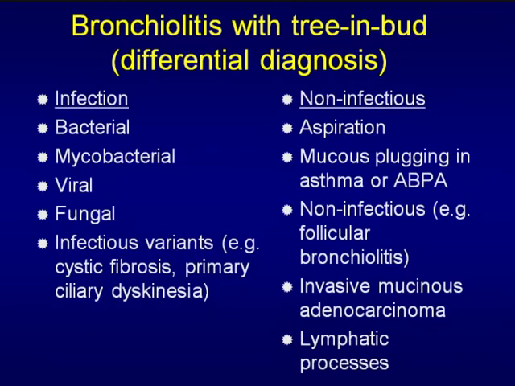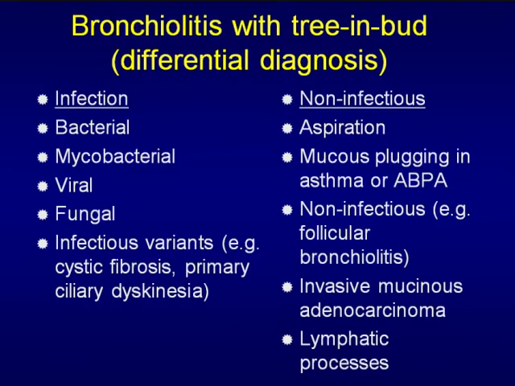We have actually never seen a good case of tree and bud in invasive mucinous adenocarcinoma or multifocal BAC, although it's been described, but we've actually never seen a very good example of tree and bud. And occasionally processes that surround the bronchiole, like sarcoid, can give you what I call pseudo tree and bud, but there's usually going to be other nodules in other locations, subpleural nodules, more typical hilar predominant symmetric lymphadenopathy.